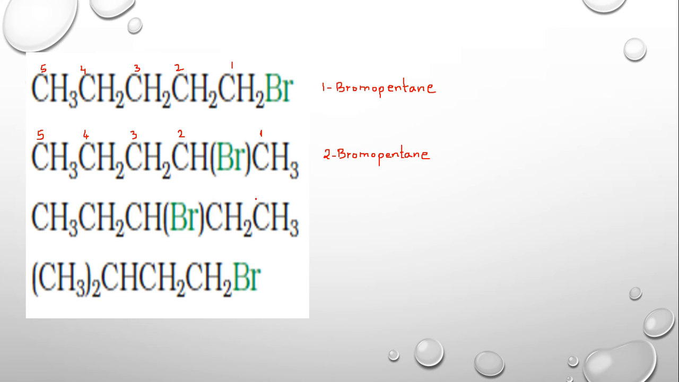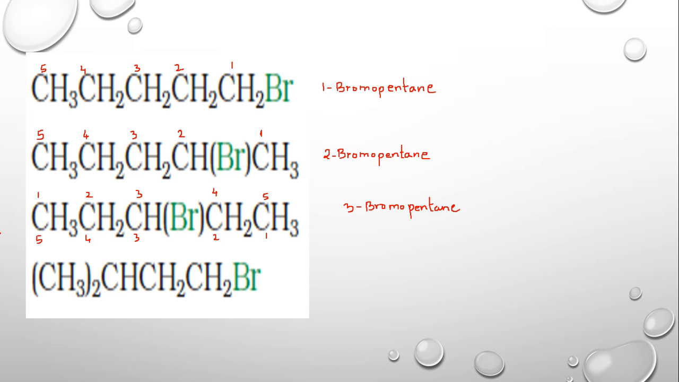Okay, come to next example. You can number it from either side. 1, 2, 3, 4 and 5. If you begin from here also, it comes to carbon number 3. So the name is going to be 3-bromo. 5 carbon chain, it is pentane.